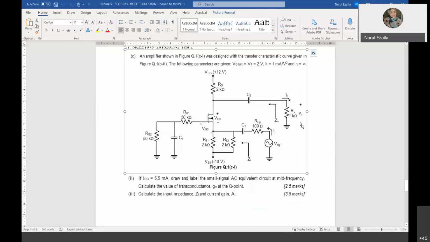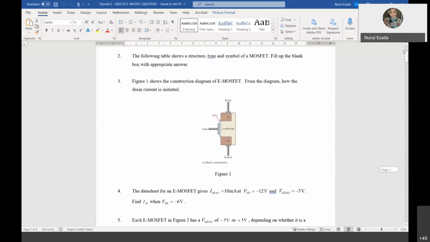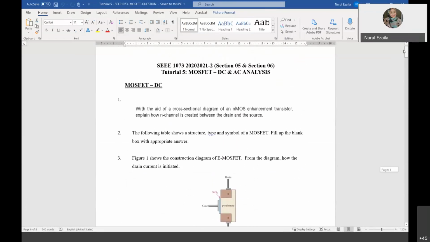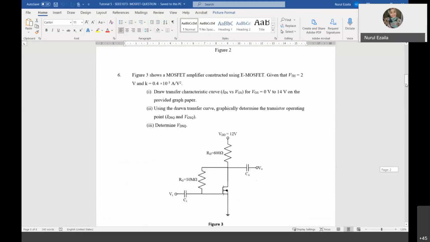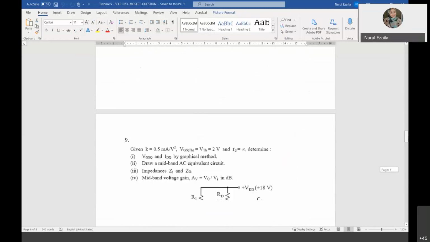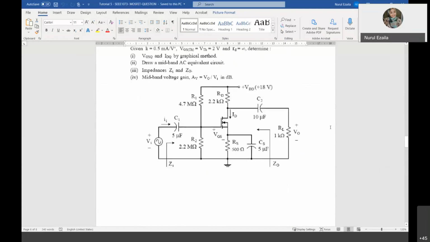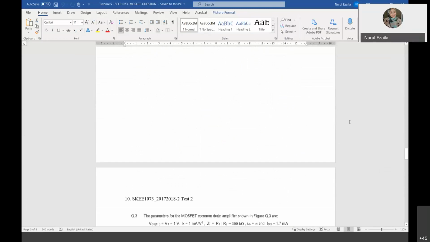Can you see the tutorial question that I'm sharing now? This is the tutorial question for the MOSFET. I combined both DC and AC analysis, and I also included interesting questions from past years. Let's just go through over here. I just want all of you to define, so this is simple.